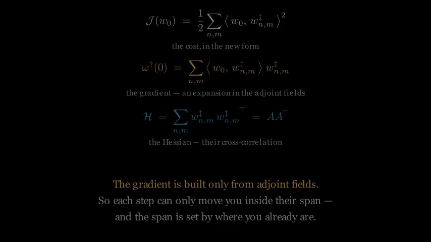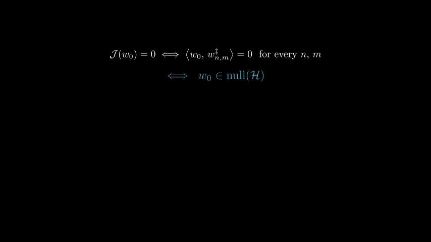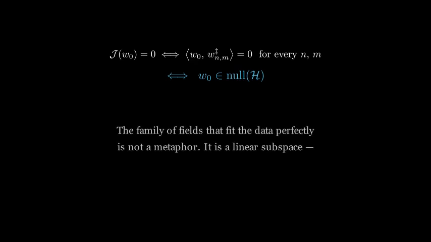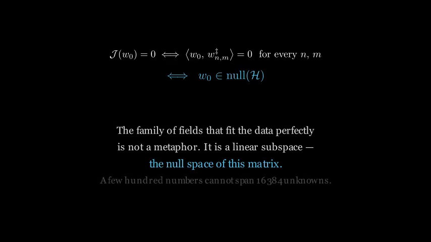And that lets us finally name the picture from earlier. The cost is 0 exactly when the deviation is orthogonal to every single adjoint field, which is to say, when it lies in the null space of the Hessian. So the family of fields that all fit your data perfectly is not a metaphor. It is a linear subspace, and it is the null space of this matrix. A few hundred probe readings simply cannot span 16,000 unknowns, and every direction left over is one your instruments are silent about.